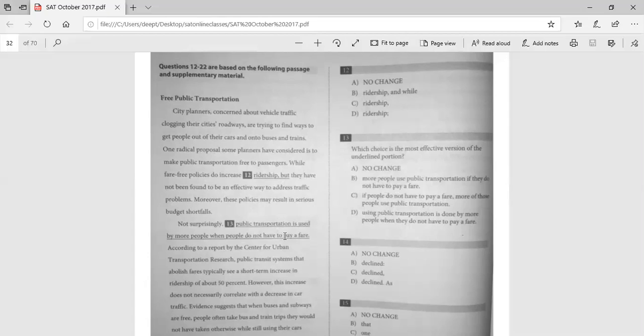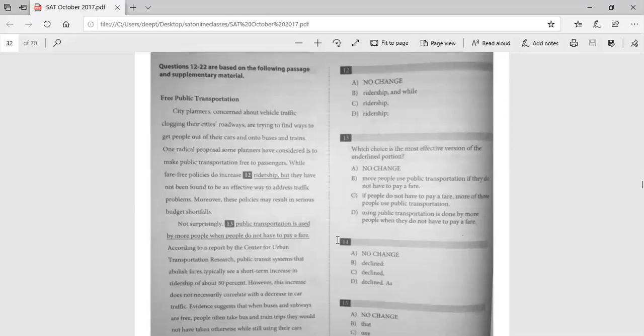Why am I talking about the effectiveness and what is the change? What is the difference in these two? The difference is I'm first talking about public transport here. Public transport is used by this. So my subject is public transportation. And over here, my subject is people. If I look at C, my subject is if people do not have to pay fare, more of those people use public transportation. So, all right, I'm talking about people. D again talks about public transportation. Using public transportation is done by more people when they do not have to pay a fare.